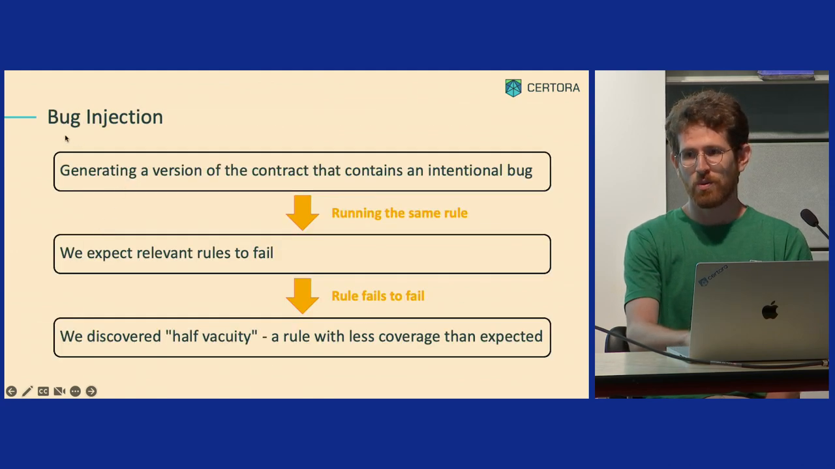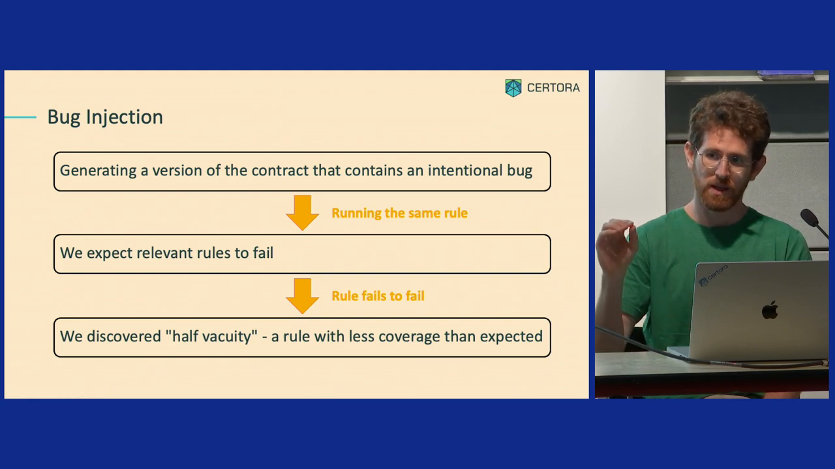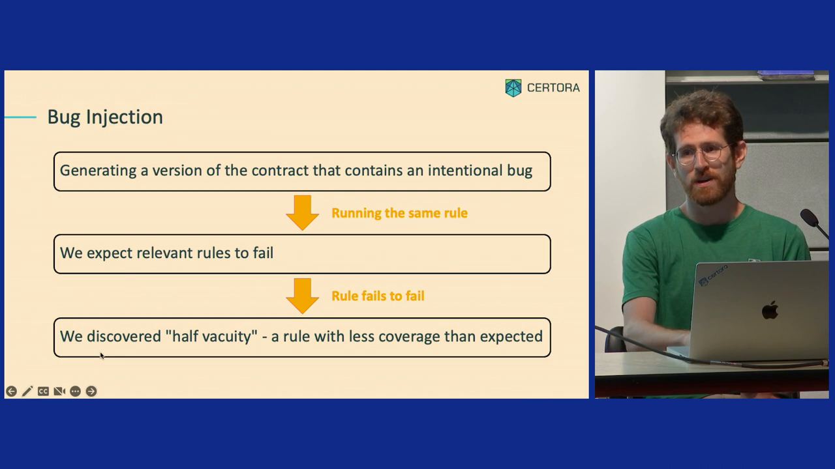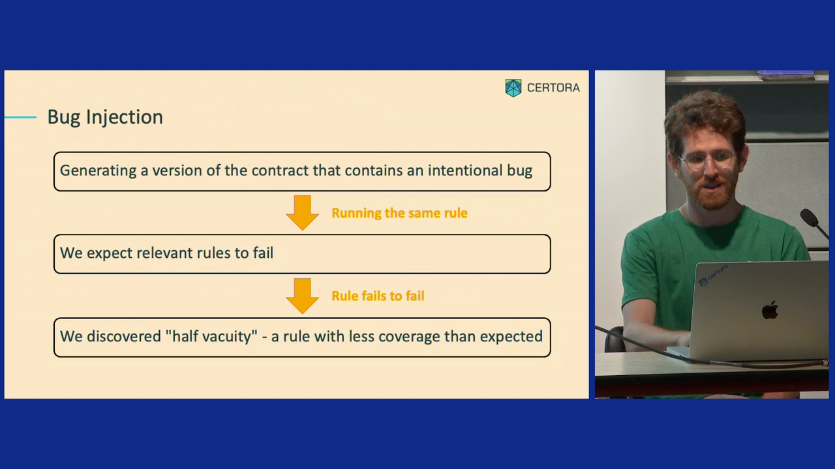So how can we find these kinds of bugs? What we suggest is to inject bugs into the code, meaning that we generate one or several versions of the contract with intentional bugs in them. We run the same rules on the buggy versions. We expect the relevant rules to fail. If the rule fails, then it finds the bug and we can say, okay, at least the coverage is not that bad. We don't know if it's very good, but it's not so bad. But if it fails to fail, so if it's verified, then we know that the coverage is not as good as we want it to be.